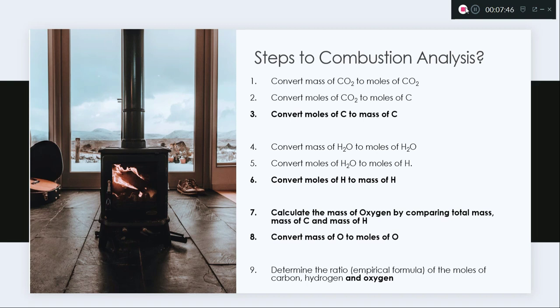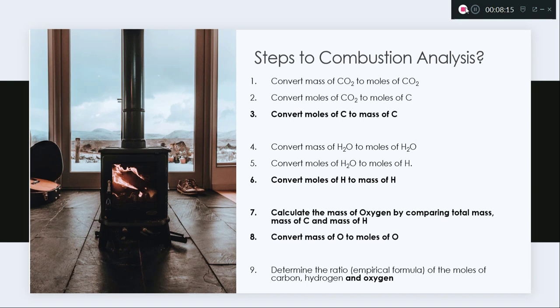And again, same logic there: now I know the mass of the carbon and the mass of the hydrogen that was in my original sample, and I can figure out how many grams of oxygen there are, because the last thing you do is figure out how many grams of oxygen you have by saying, what's my total minus my mass of carbon minus my mass of hydrogen. That will give me the mass of oxygen, and then I convert that mass into moles.